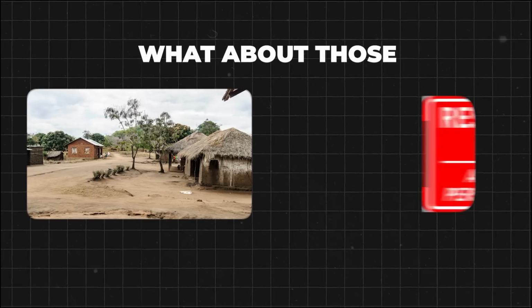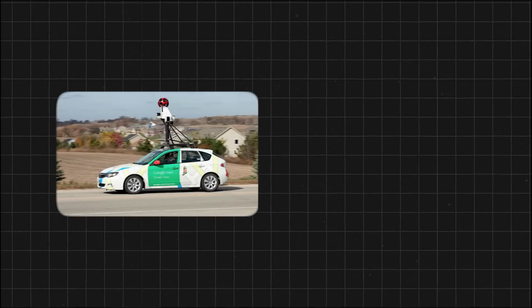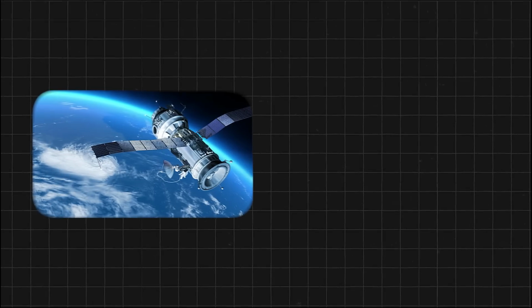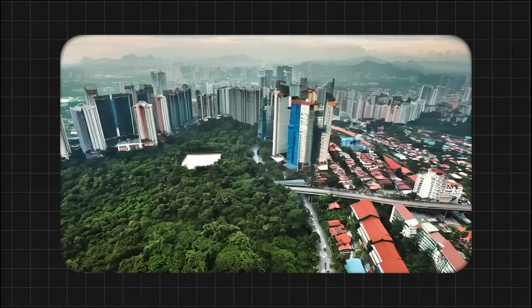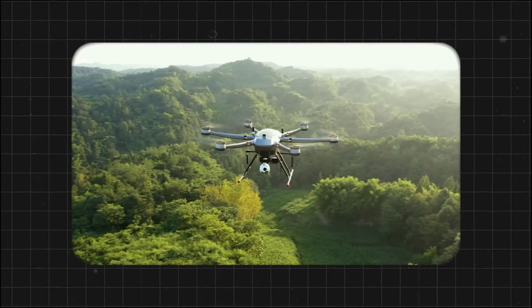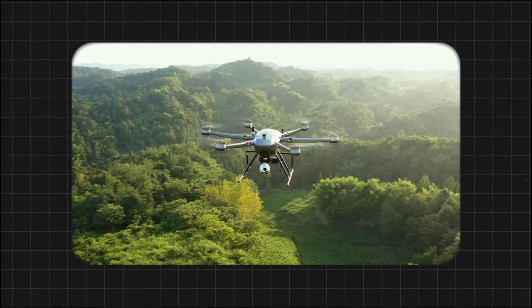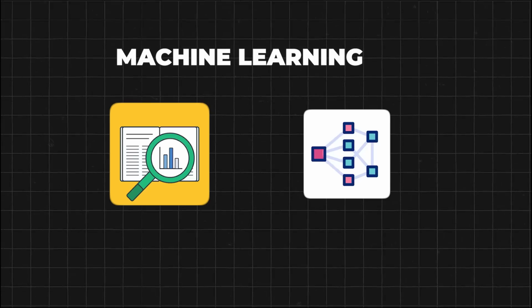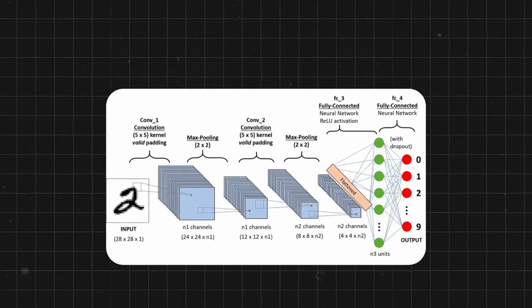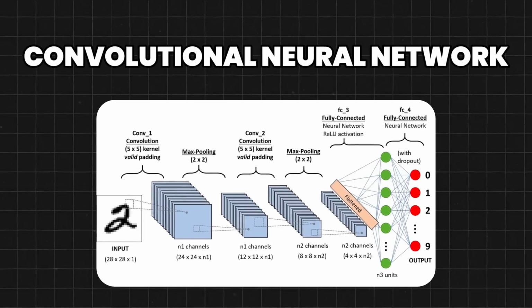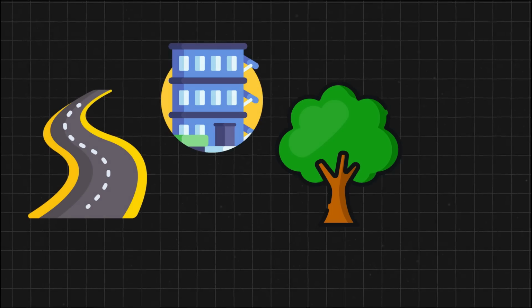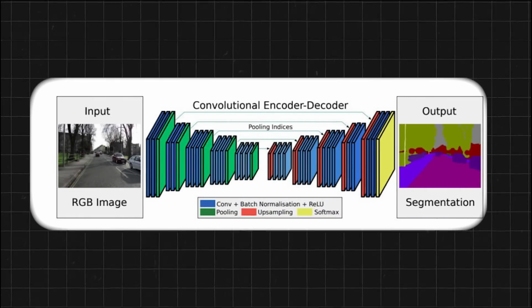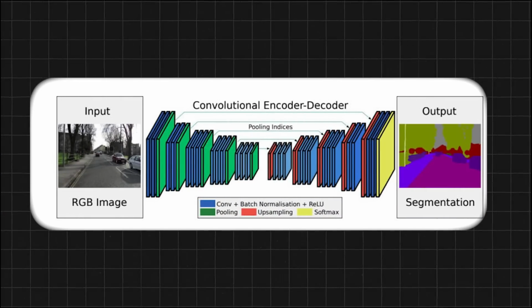But what about those remote or restricted areas where no camera car or camel can roam? That's where satellites and aerial images come into play. High-resolution satellites provide sweeping overhead views, while drones offer close-up angles where satellites fall short, adding even more layers of detail. Machine learning then analyzes and categorizes all this data. Using convolutional neural networks, or CNNs, algorithms detect and classify features: roads, buildings, trees, and even rivers. And then there's semantic segmentation, where every pixel is labeled, giving context to each element.